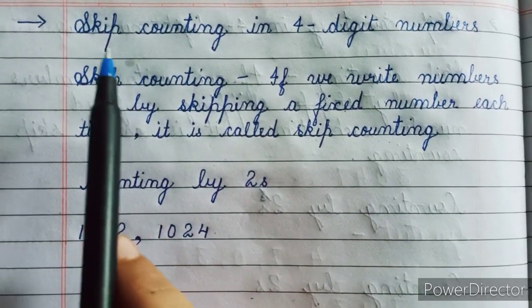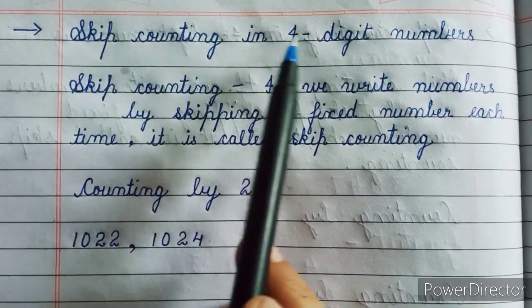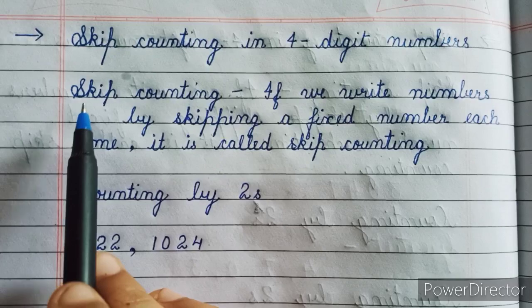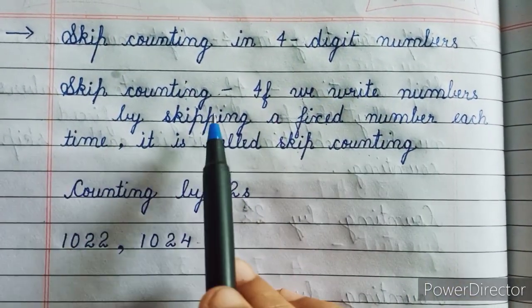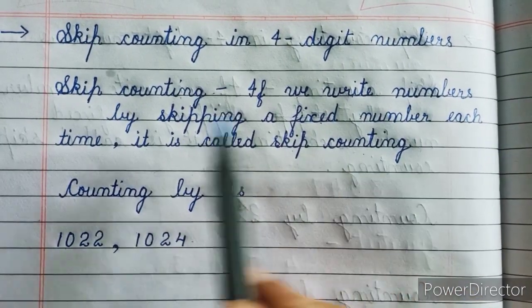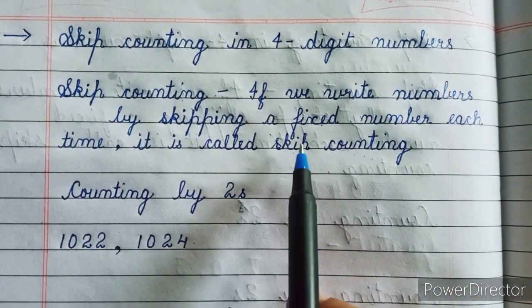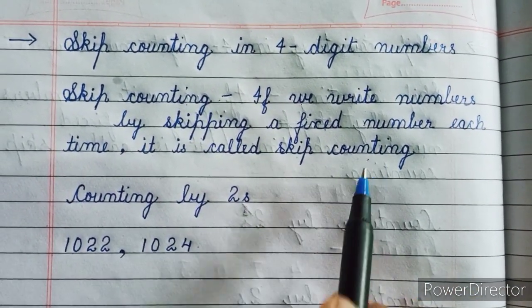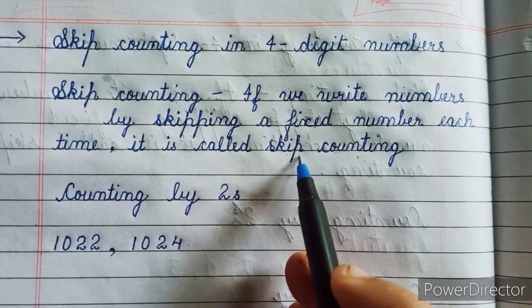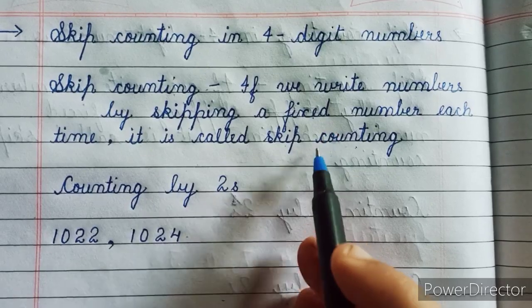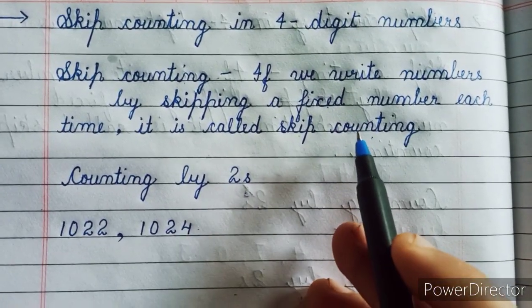Everyone, the topic is skip counting in 4-digit numbers. Children, what is skip counting? If we write numbers by skipping a fixed number each time, it is called skip counting. Okay? This means that if there is a fixed difference between any given numbers, then we call it skip counting.